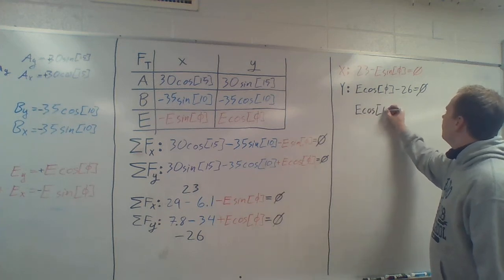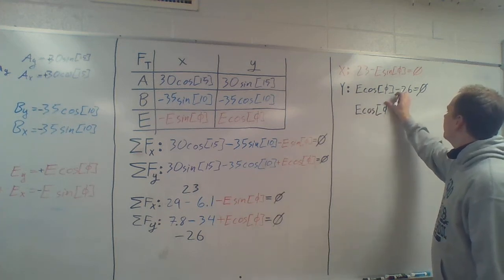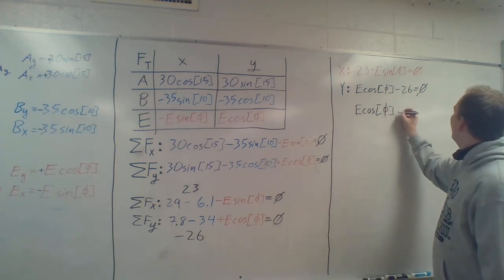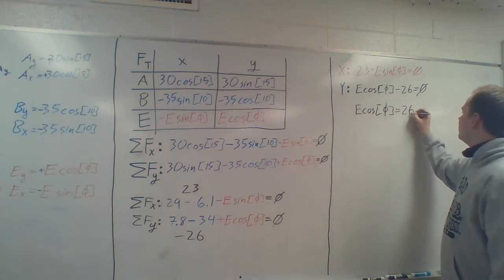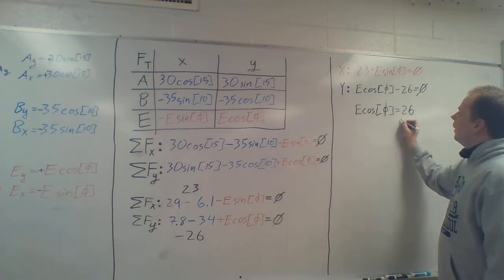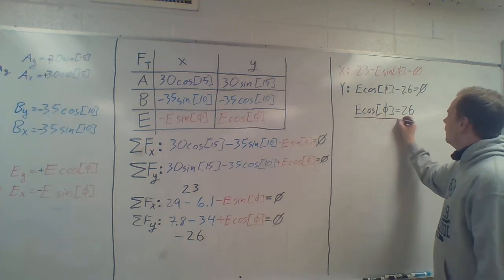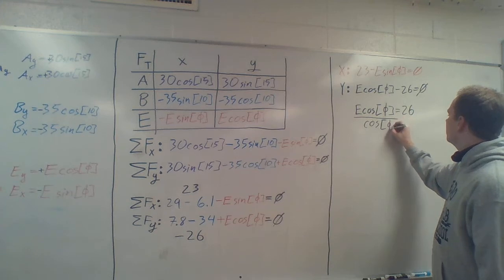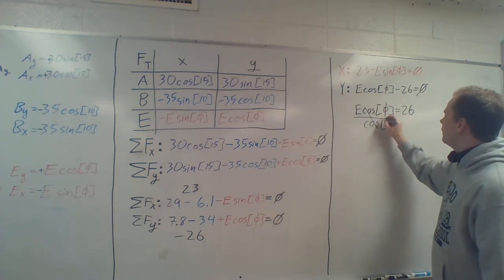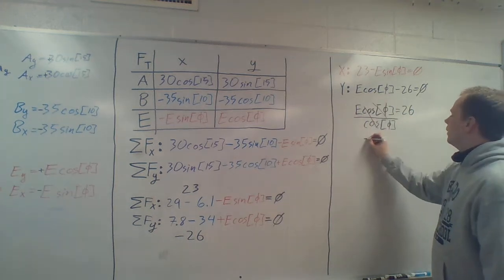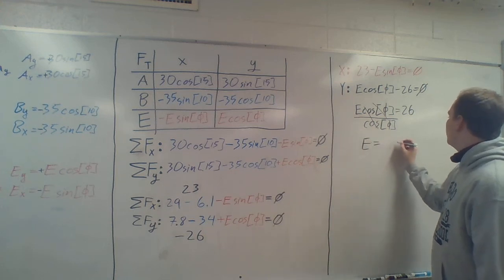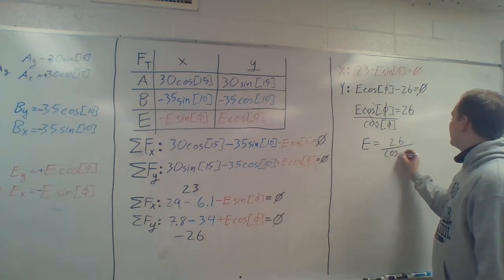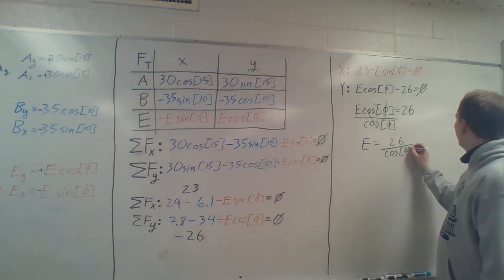cosine phi. Well, that's a terrible phi. I'm going to do that again. There we go. Equals 26, because we would add it. Then we divide by the cosine of phi, which will cancel this. So that's going to give us that e is equal to 26 divided by the cosine of angle phi.